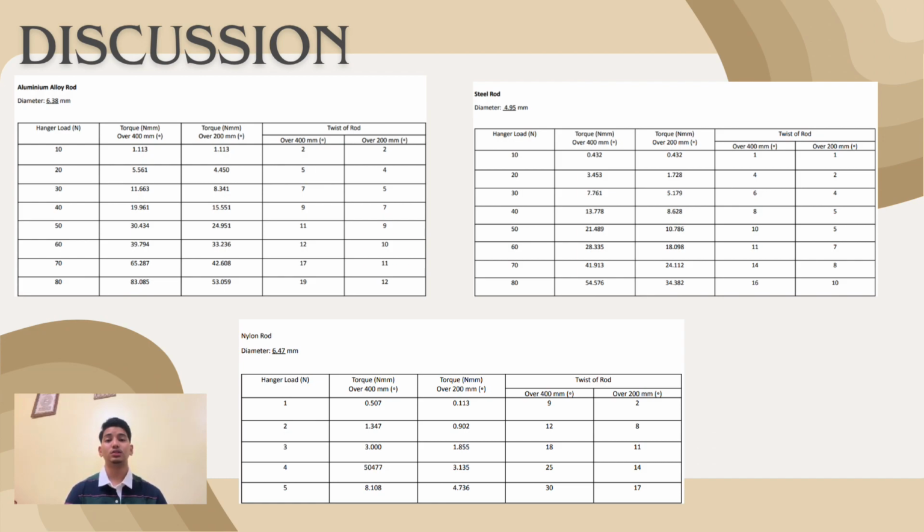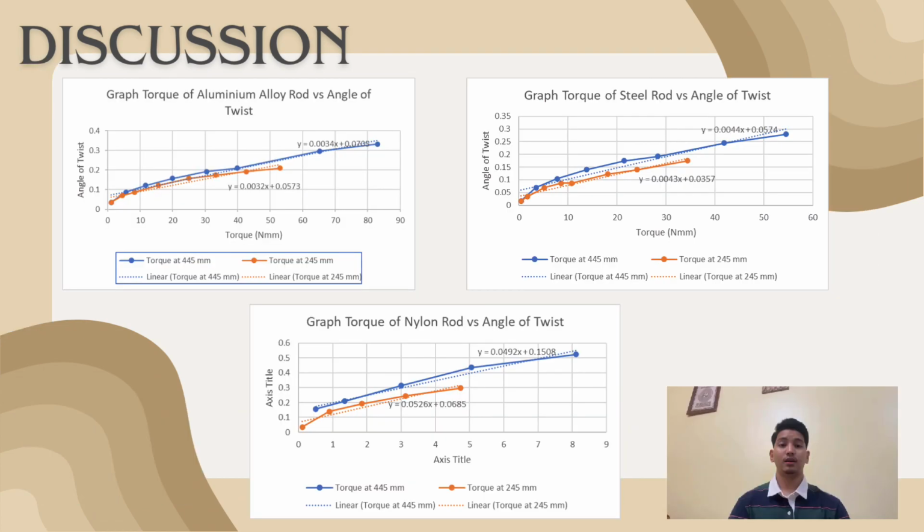So we can see that steel rod is smaller in terms of angle of twist, followed by aluminium rod, and lastly nylon rod. So next, this is the graph of torque versus angle of twist. Then you can see that the aluminium, steel, and nylon rods basically have the smallest gradient and also the smallest angle of twist.